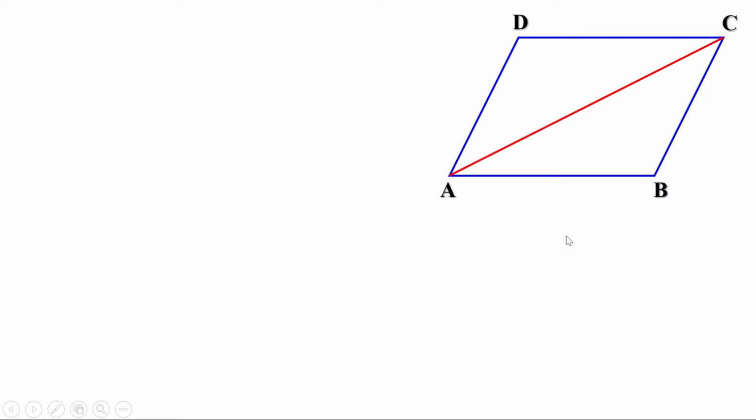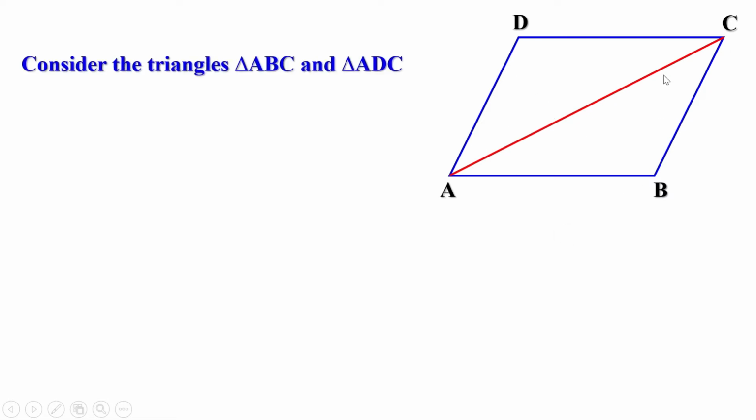So let us draw a parallelogram at first. Let it be ABCD. Now we have to prove that these two are equal and these two are equal. So let me convert this into two triangles in such a way that these two are sides of two different triangles and these two are sides of two different triangles. Let me join AC. Now consider these two triangles, triangle ABC and triangle ADC. AC is a common side for both the triangles.